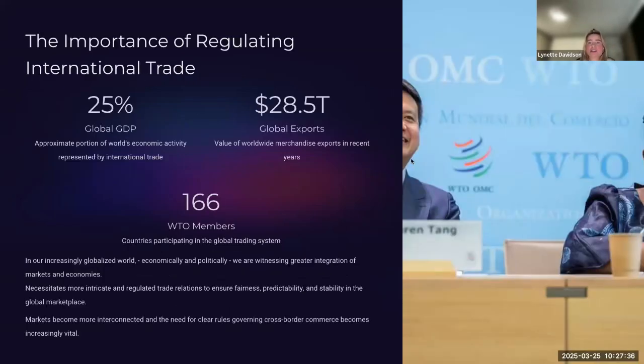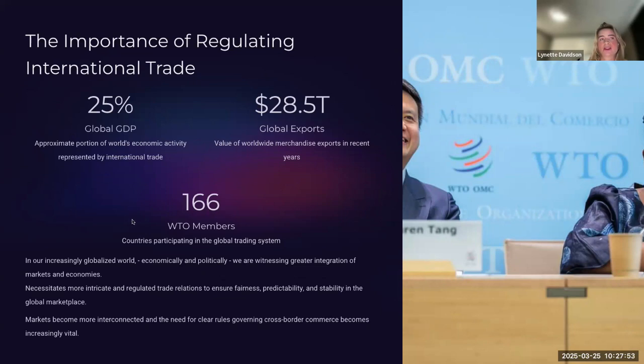Now, why is international trade law so important today? If we look at the global market, you can see here the numbers. The numbers are really, really high. Nowadays, we actually have 166 WTO members involved in the WTO, which is really high as well.